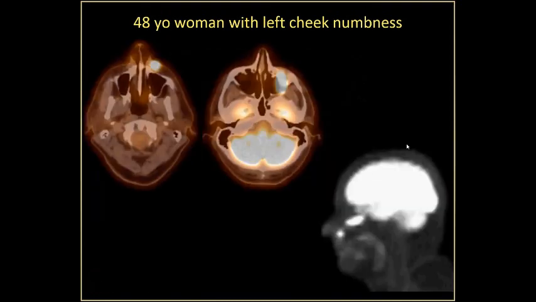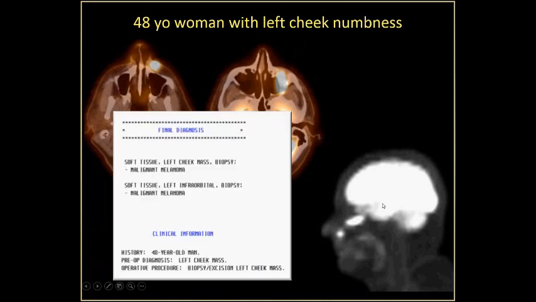Now, this patient went on to have a PET CT, and here are the images. We see this markedly FDG avid lesion in the left cheek involving the skin, and then we see this linear area of FDG uptake here. And this turned out to be a malignant melanoma on biopsy.